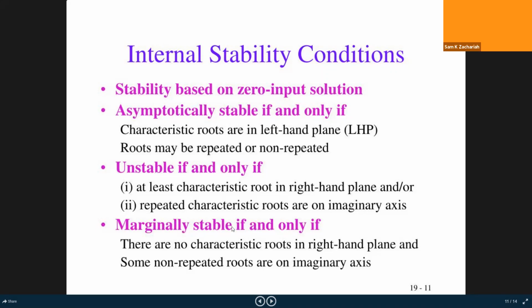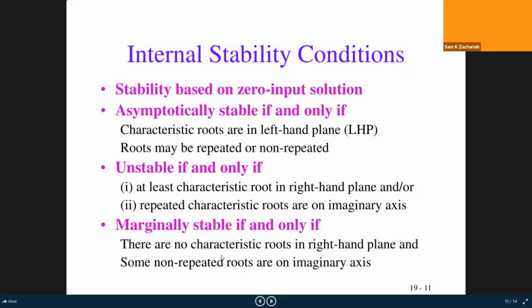Then marginally stable, if and only if there are no characteristic roots in the right half plane and some non-repeated roots can be on the imaginary axis.